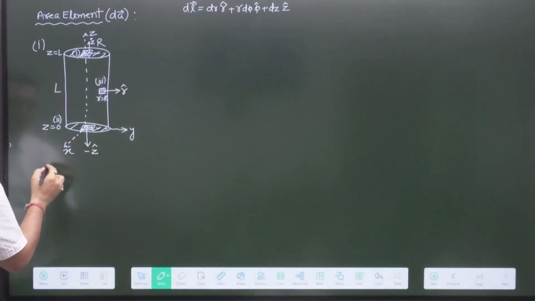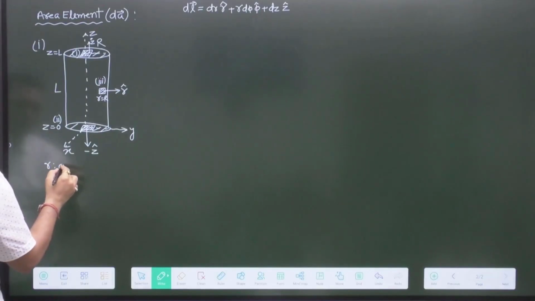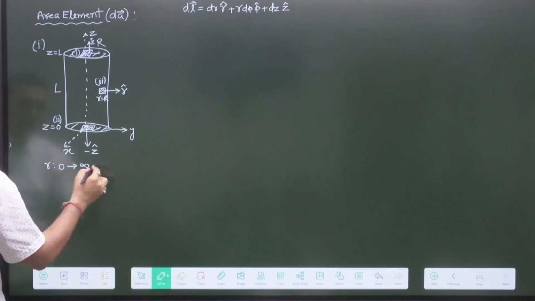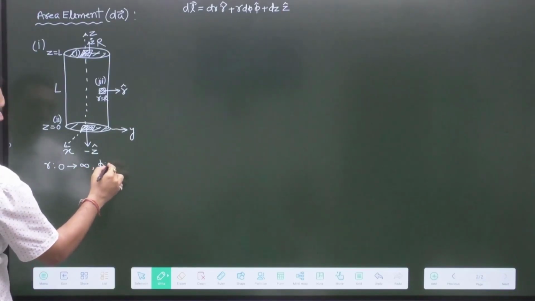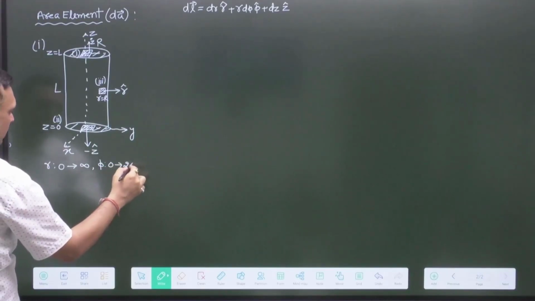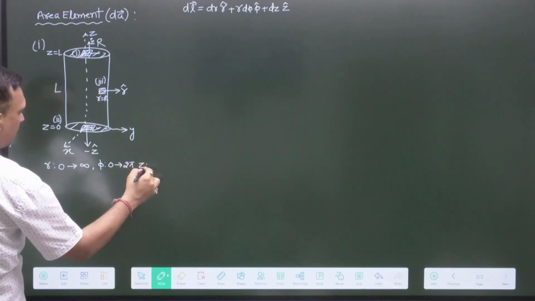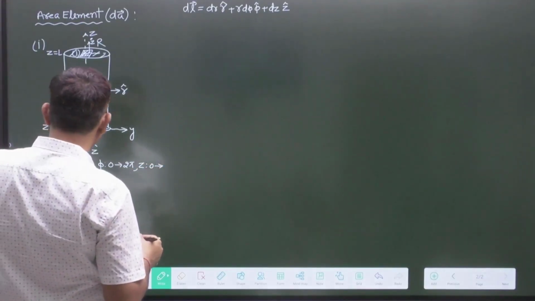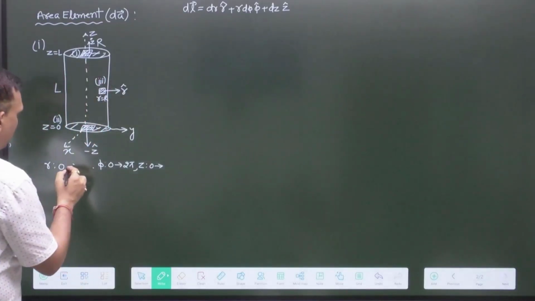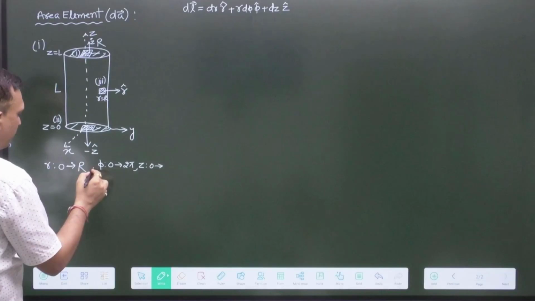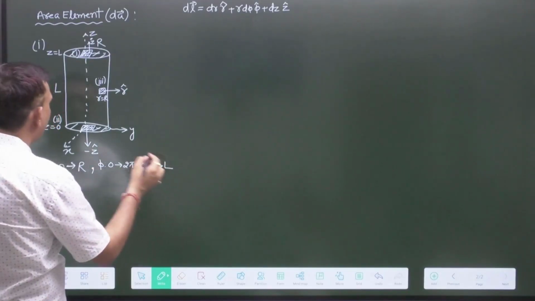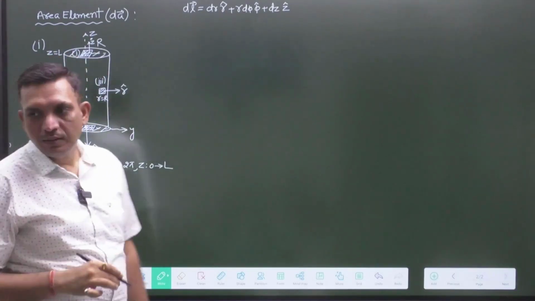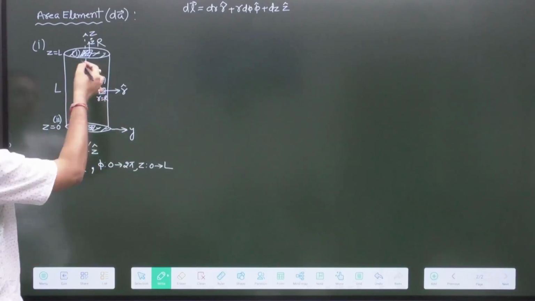And limits you can specify: r can vary from 0 to R, the radius, phi 0 to 2 pi, and z 0 to L, because this is the origin here. With respect to origin, you have to specify z. So z varies from 0 to L.